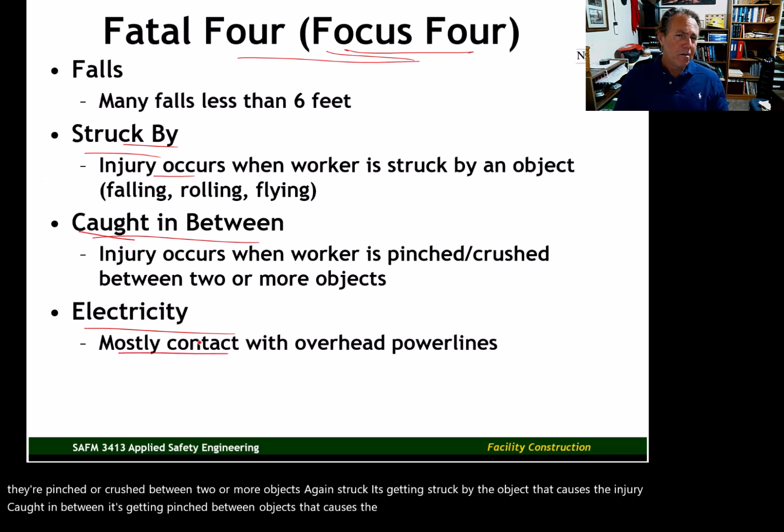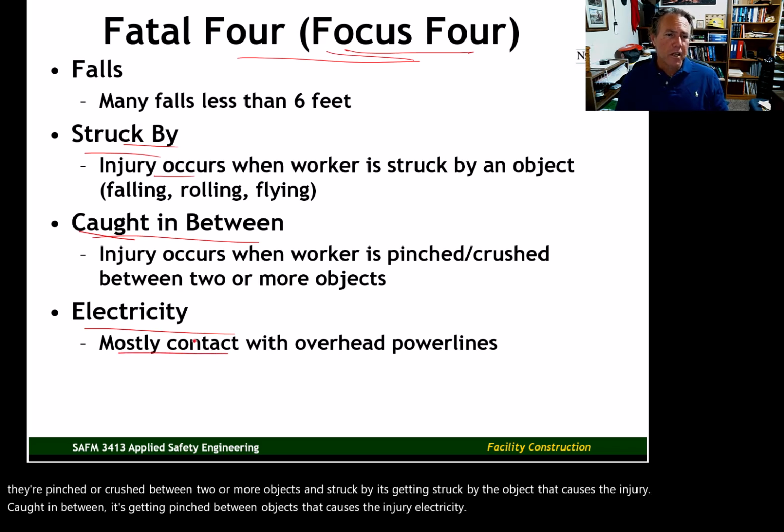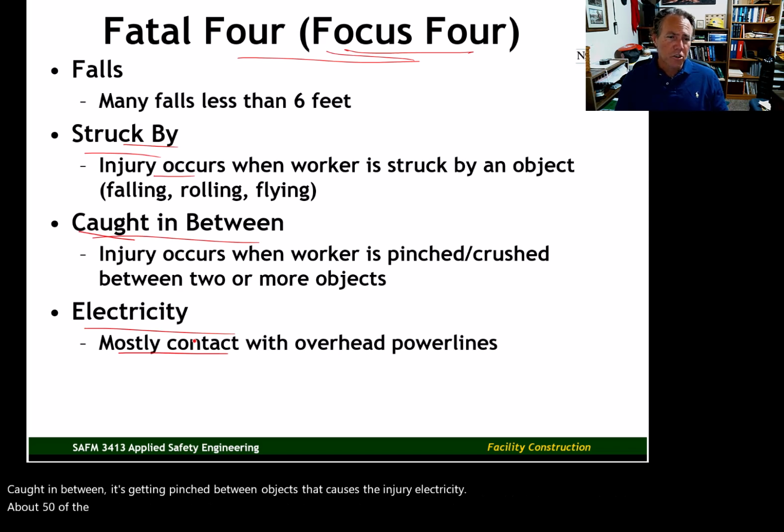Electricity, about 50% of the fatalities in construction that involve electricity are the result of contact with overhead power lines.